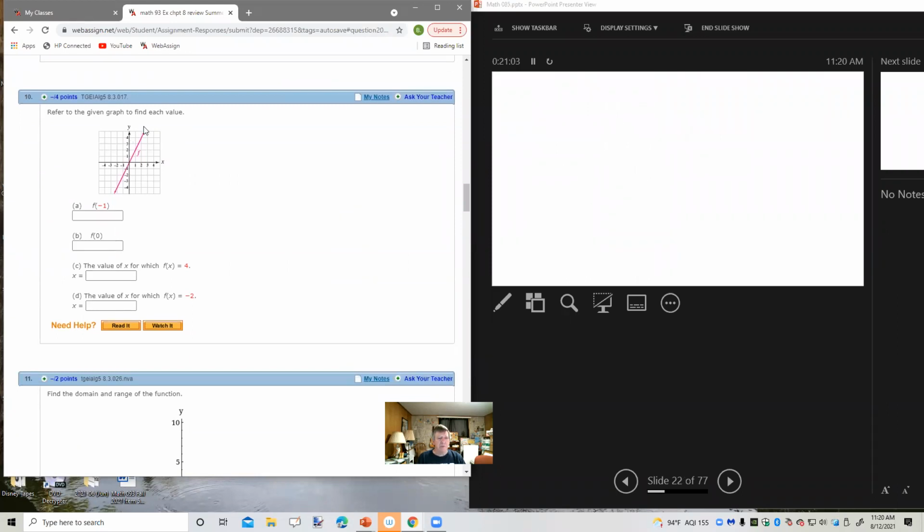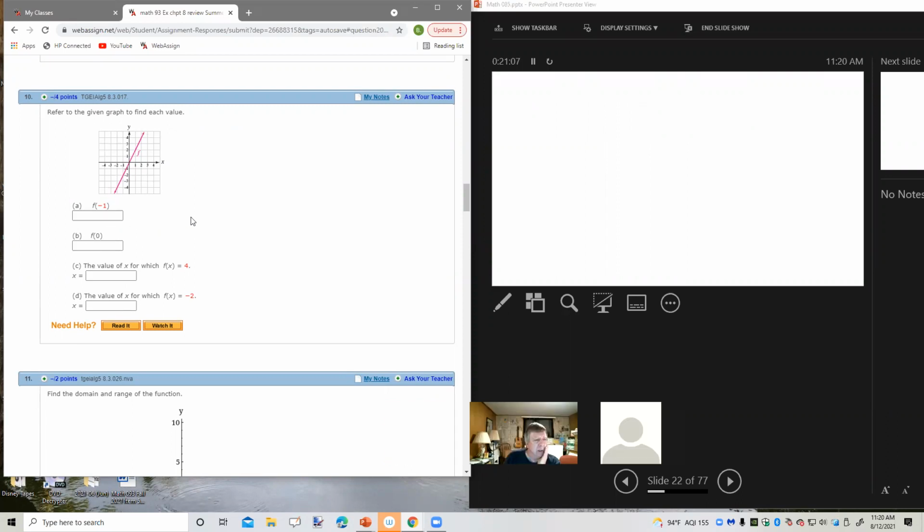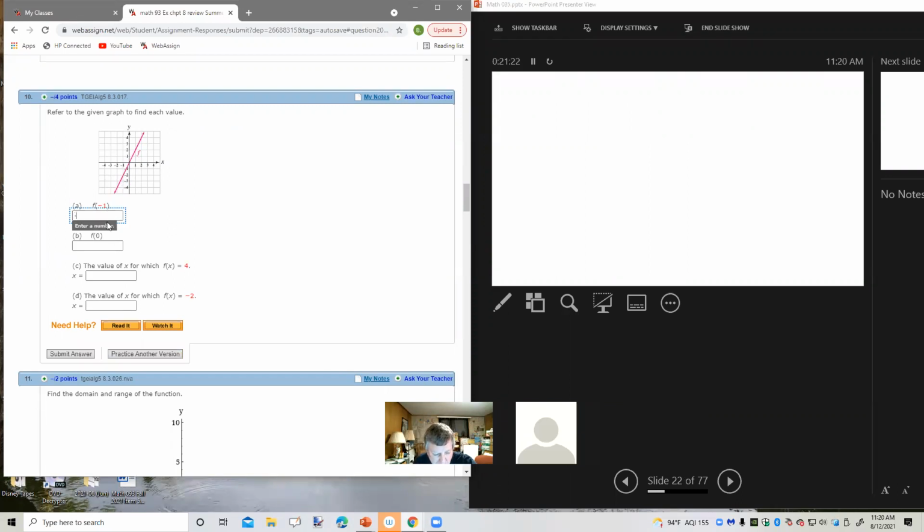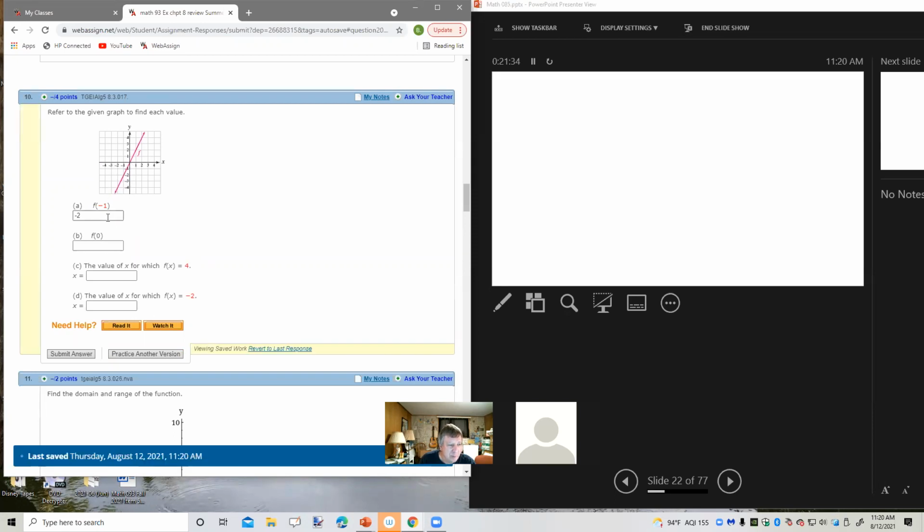Refer to the given graph to find each value. F of -1. So we need to look at the graph. The input is -1. When the input is -1, what's the output? It's -2. Corresponding to the coordinates of that point right there. When the input is -1, the output is -2. F of 0. When the input is 0, the output is also 0.